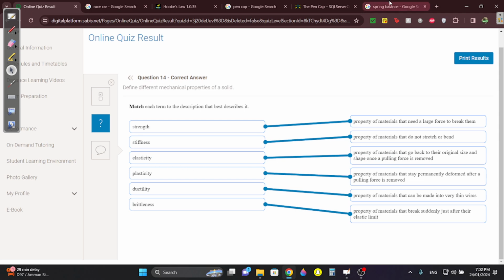The coil, remember the springs, these would be elastic. Plasticity means it doesn't go back. That means it stays deformed after a pulling force. Ductility means you can change it into wires. If something's ductile, you can make it into wires. And brittle means you can break it very easily, after the elastic limit.